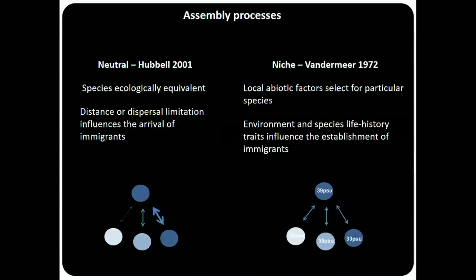So in the neutral theory, different species are thought to be ecologically equivalent, and therefore the presence or absence of species from a given patch is determined by dispersal limitations. So how well connected the patches are between them in a meta-community framework. Whereas in the niche approach, we have local abiotic factors that drive the establishment of species and their populations at a certain patch, which of course is determined by the own life history traits of the species.